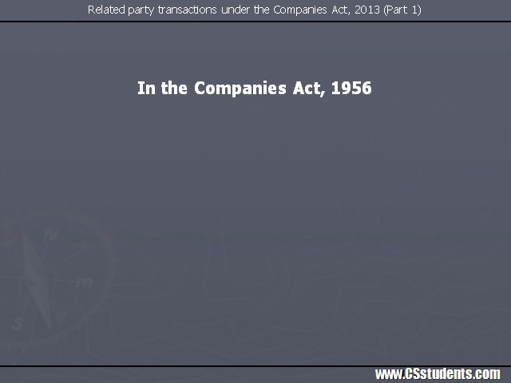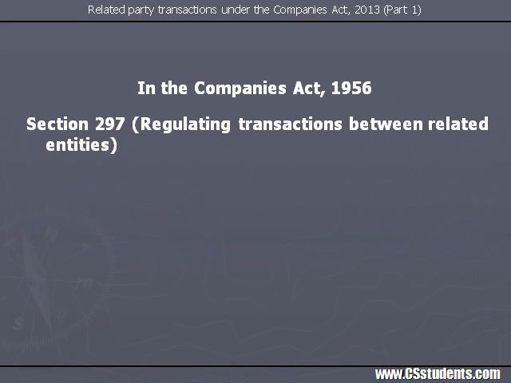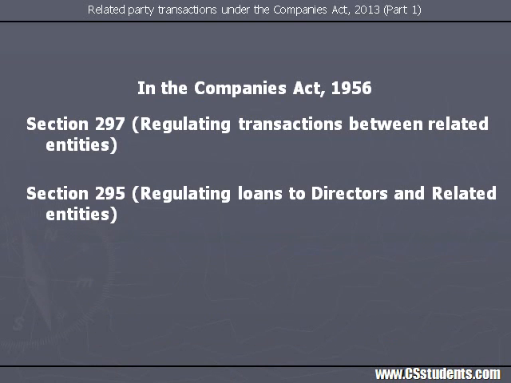Under corporate laws, transactions with related parties are always regulated. For example, Section 297 of the Companies Act, 1956 used to regulate the transactions between related entities. Similarly, Section 295 of the old Act used to regulate the loan to directors or entities related to directors.